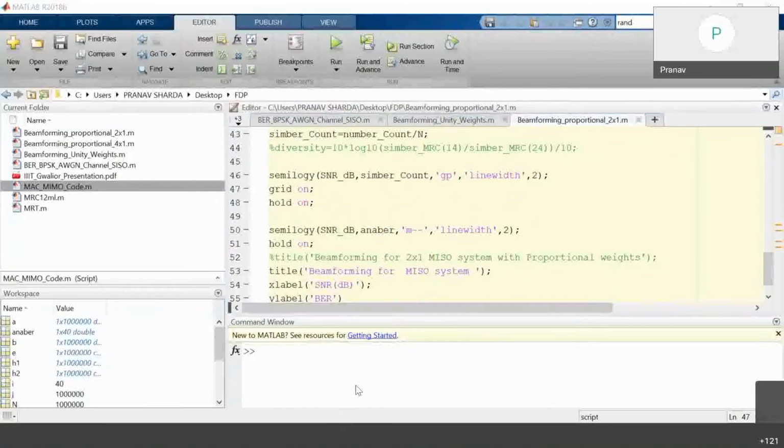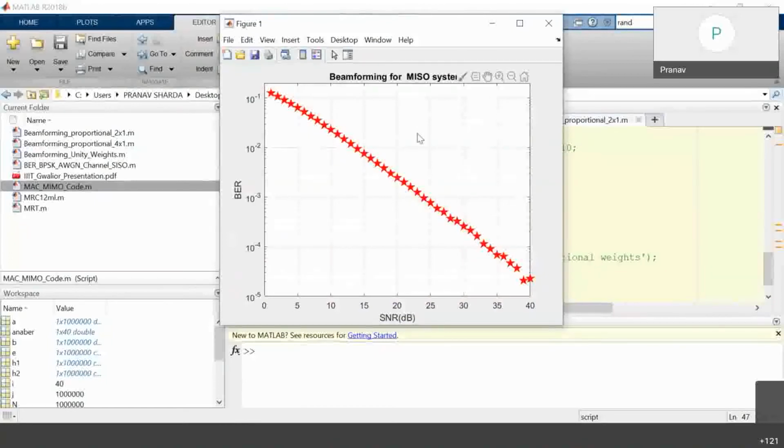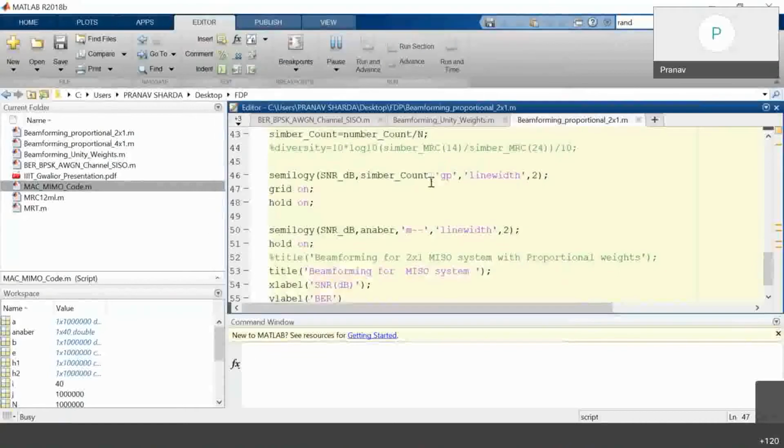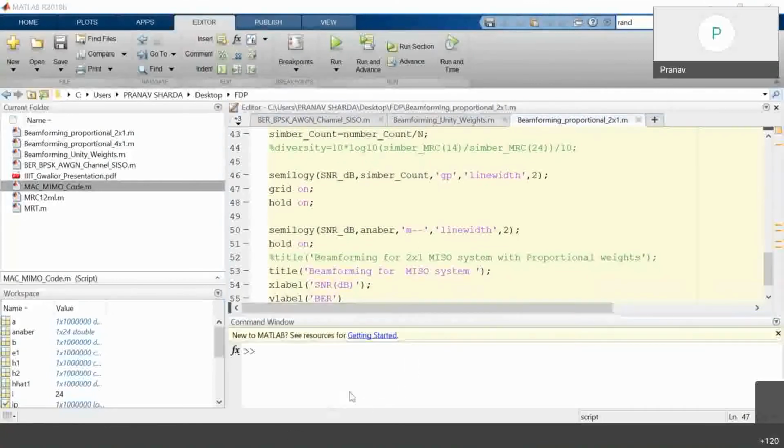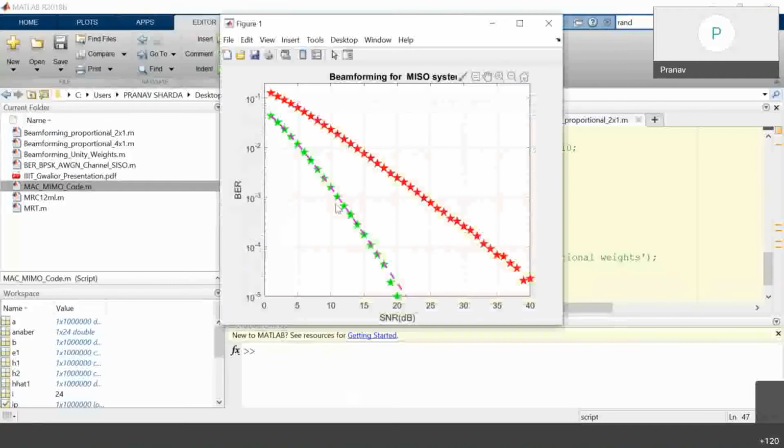So you just see this is the plot for the previous case when I took the beamforming weights to be unity. Let us see when I execute this code, when I select the weights proportional to the channel coefficients, how the performance will change. So I have considered two different scenarios of beamforming, when weights are taken unity and when weights are taken to be proportional to the channel coefficient. So here you can see this upper curve corresponds to the last case when we consider the beamforming weights to be unity, right?